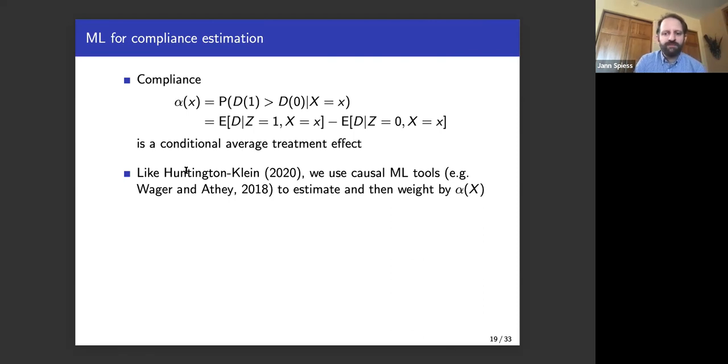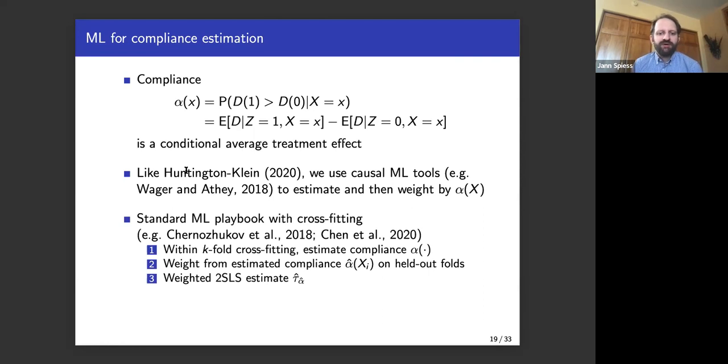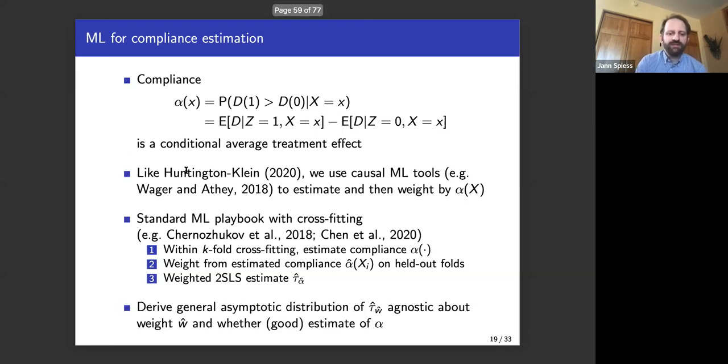Then we use the standard machine learning playbook with cross-fitting, meaning we perform a k-fold cross-fitting, where we always estimate compliance on k-1 of the folds, and then extrapolate our compliance predictions to the left out fold. We construct weights from those compliance predictions on the held out folds and then run a weighted two-stage least squares estimator in order to obtain an estimator that now uses those estimated weights.